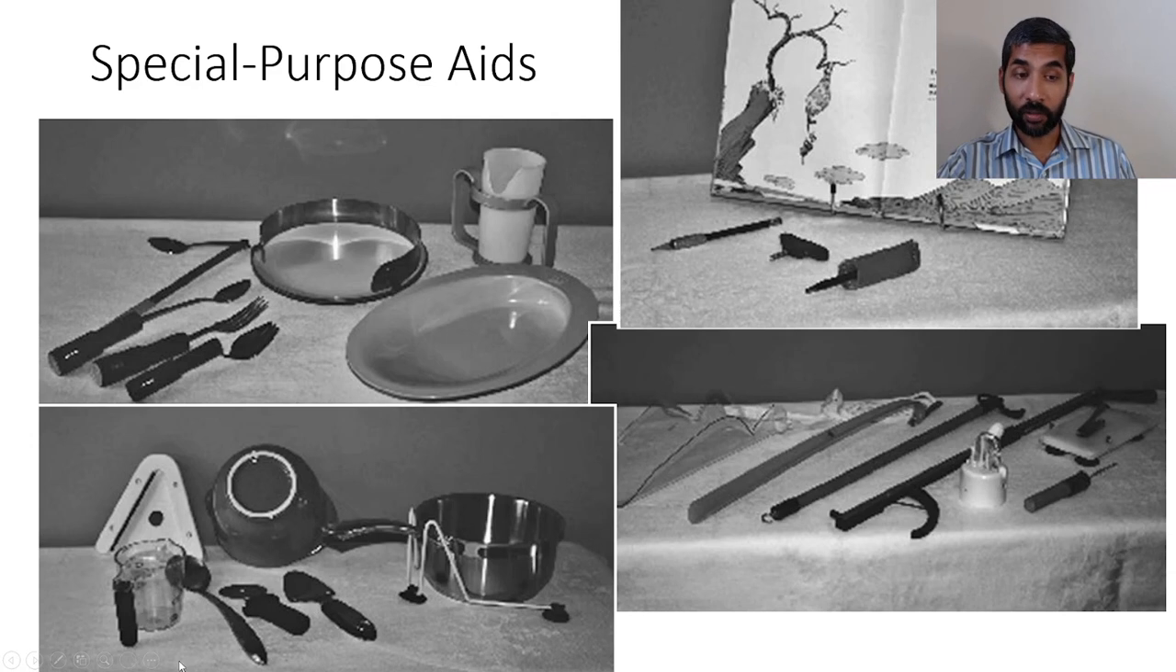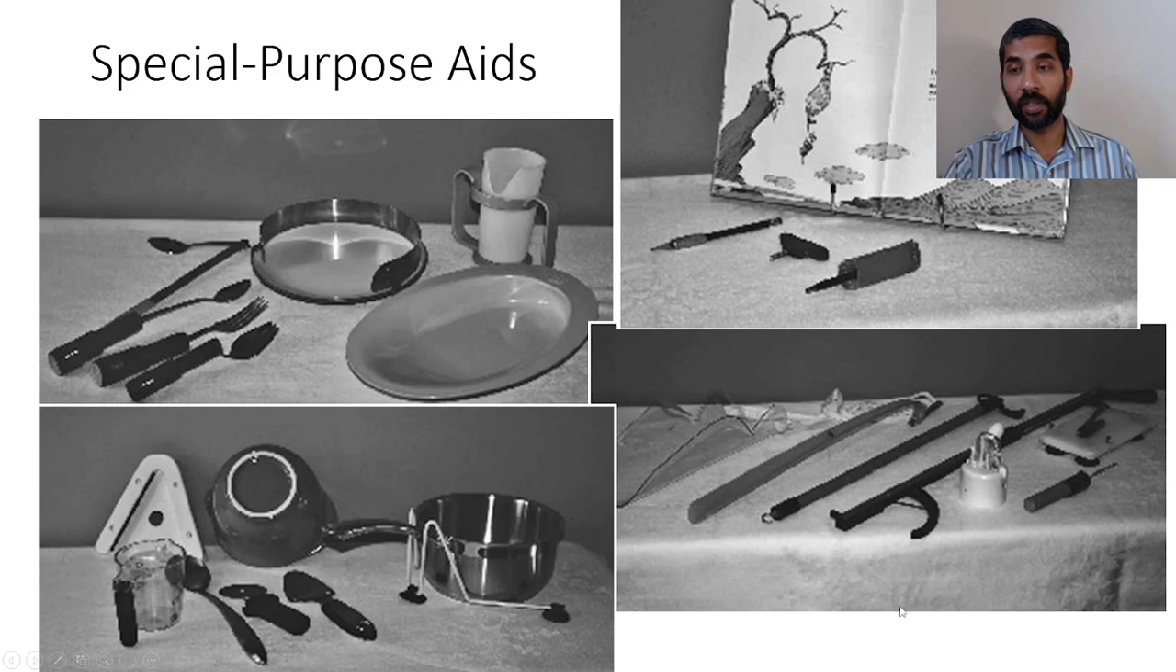You can have cooking utensils with special modifications, like with a long handle, for example, or maybe a way of opening jars without using two hands. So that kind of a thing.